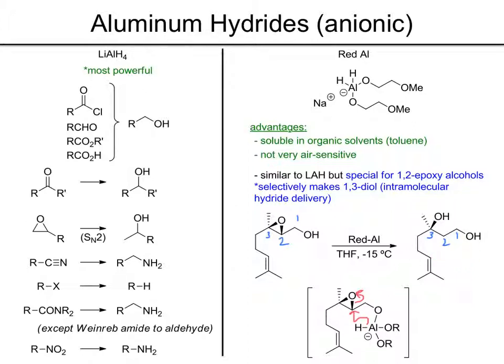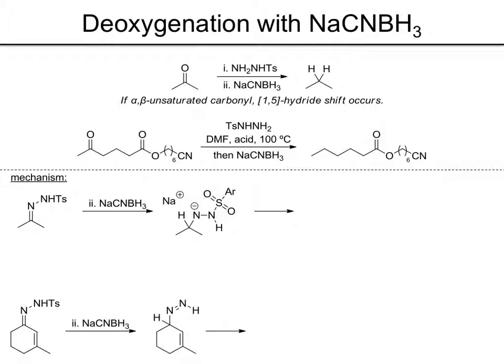Now let's look at a special case with deoxygenation, where we can remove a carbonyl in a ketone or an aldehyde with sodium cyanoborohydride. The first step is to treat a ketone or an aldehyde with tosyl hydrazine, and then we treat it with sodium cyanoborohydride, and we completely deoxygenate. If we have an alpha-beta unsaturated carbonyl, so if we have a conjugated ketone or aldehyde, we usually end up with a 1,5 hydride shift occurring.